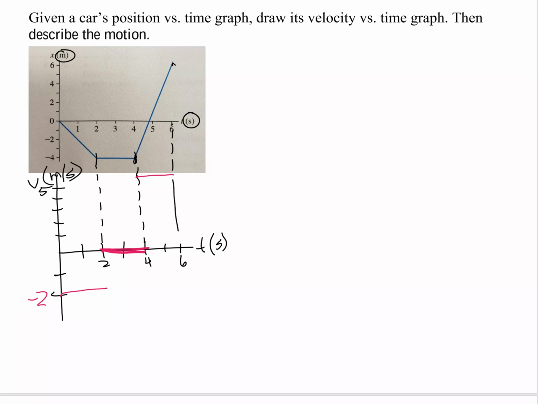So, given the car's position versus time graph, draw its velocity versus time graph. We have velocity labeled, we have time labeled, so that's a velocity versus time graph. Describe the motion. What is the car doing?